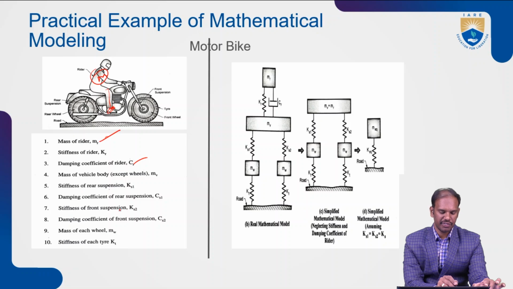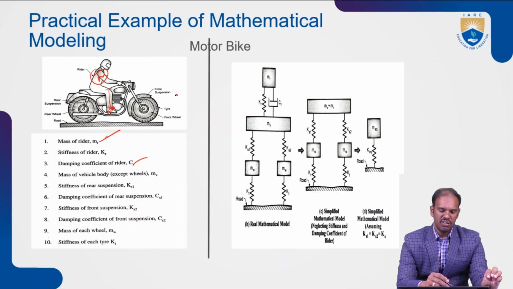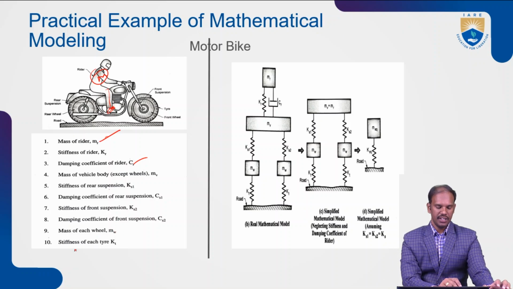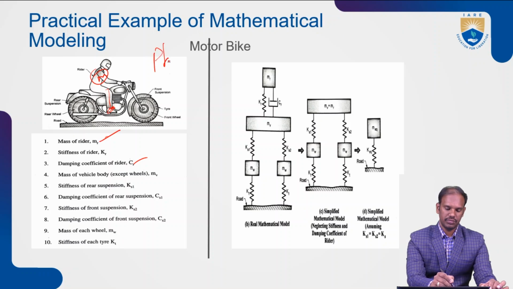And stiffness of the front suspension we can write as KS2. And in the same way, the damping coefficient we can write in terms of CS2, CS2 for this front side tire. And mass of each wheel we write as MW. And stiffness of each tire will be written in terms of KT. So here this is the physical world.